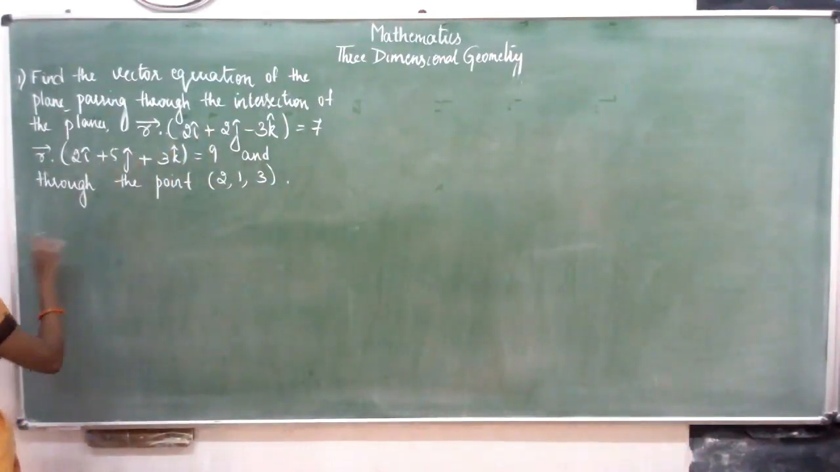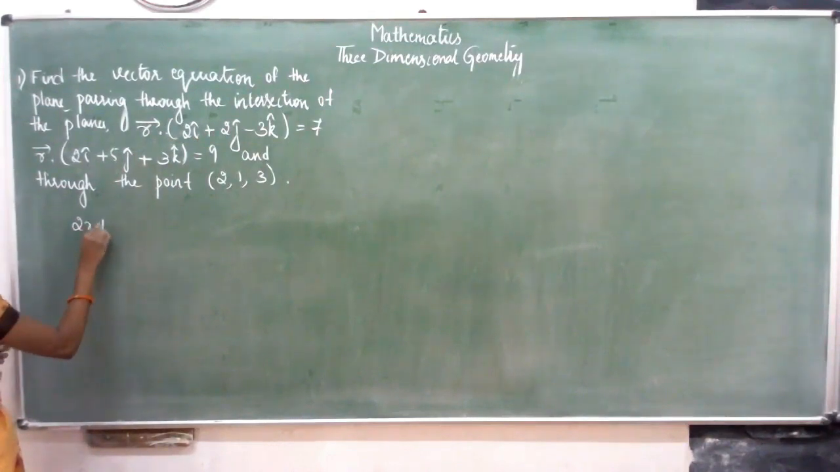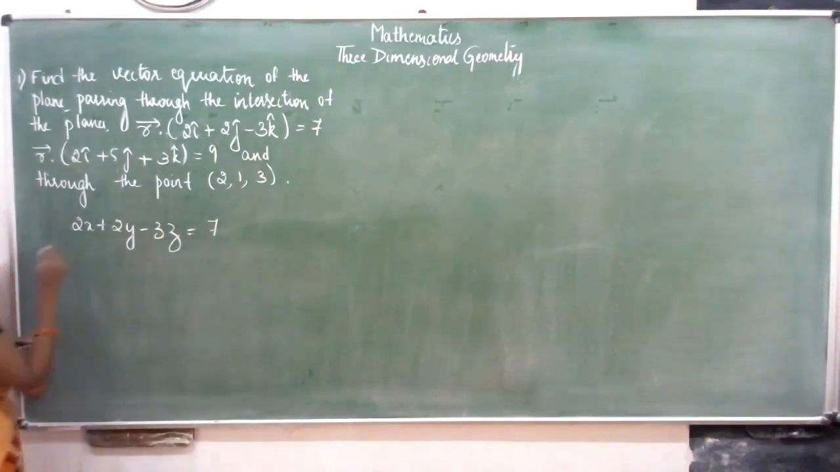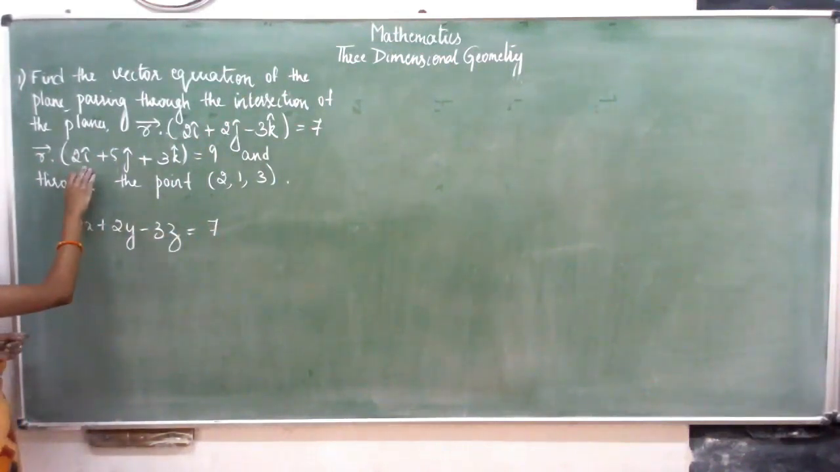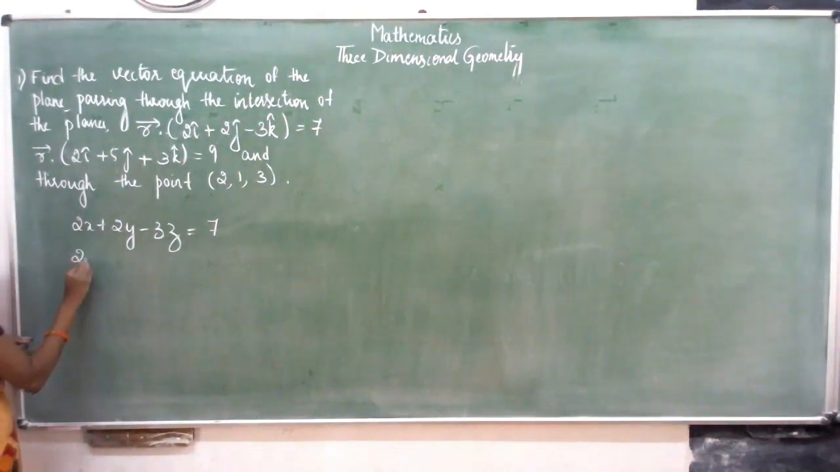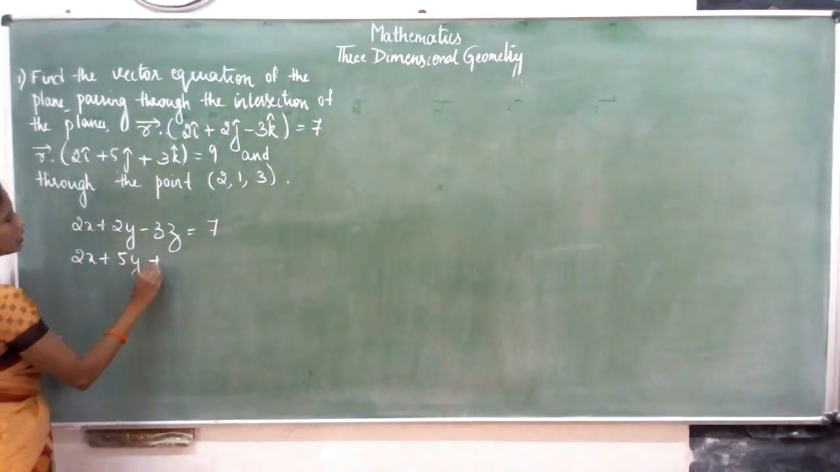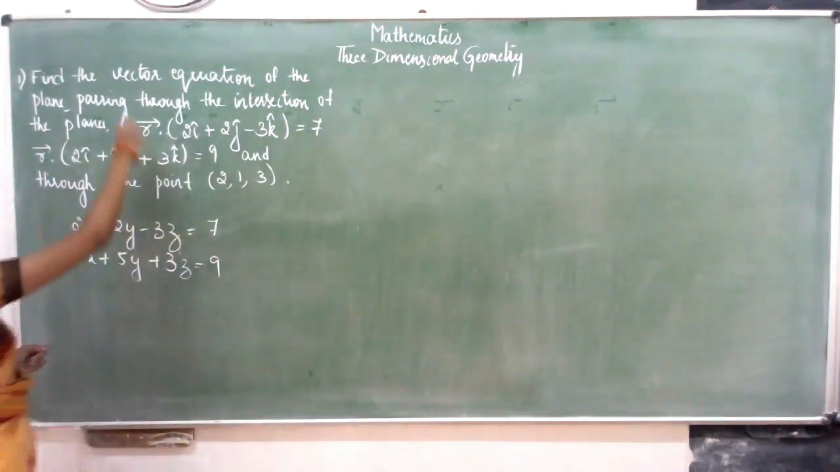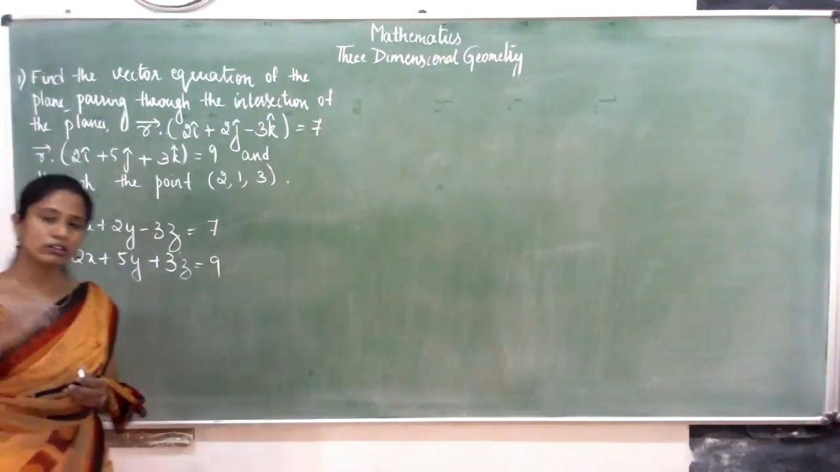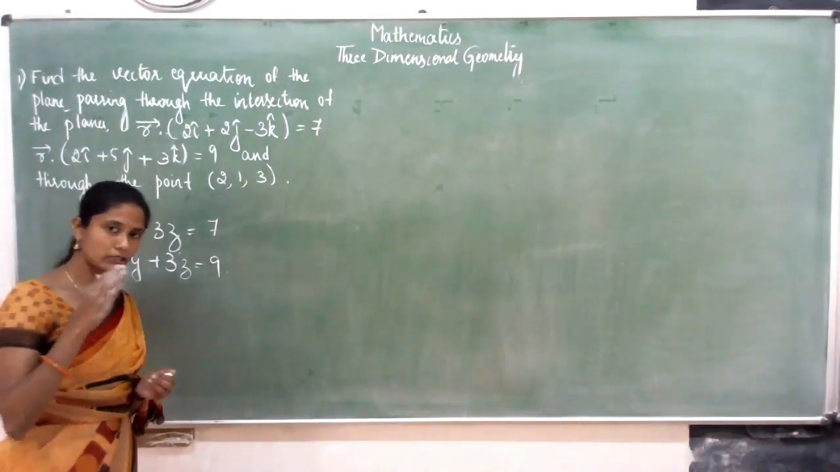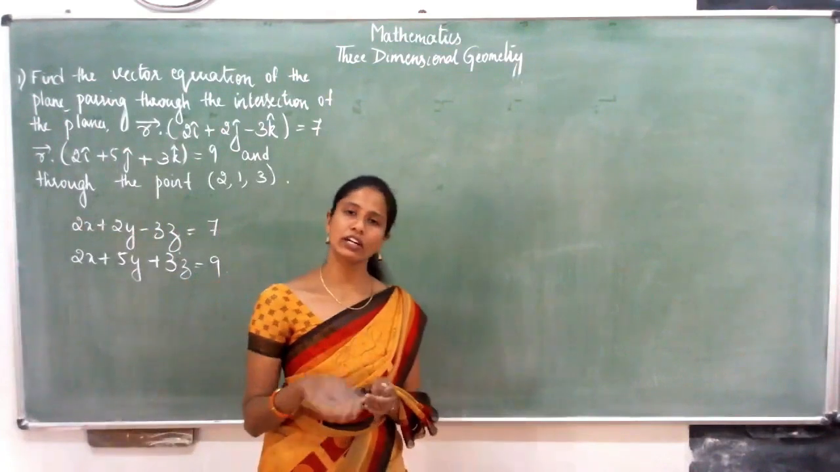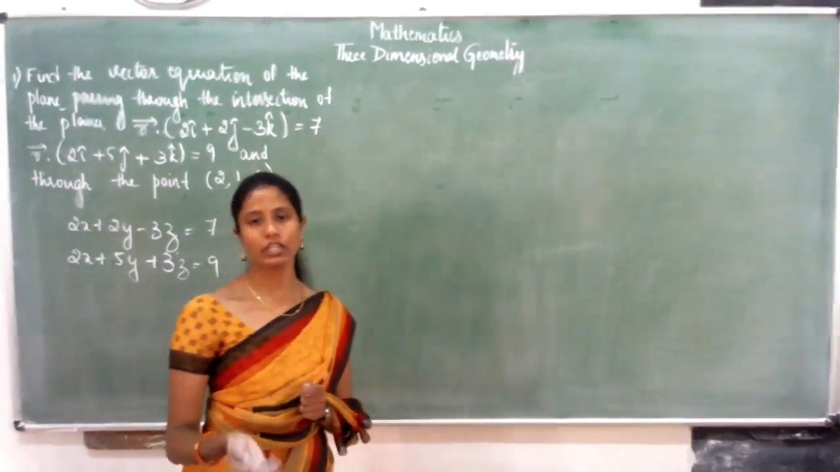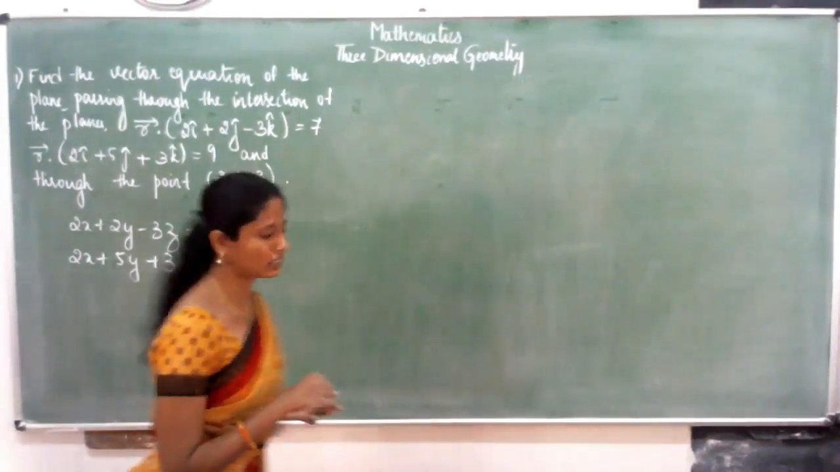Writing this equation in its Cartesian form, we get 2x plus 2y minus 3z is equal to 7. And for plane 2, writing in Cartesian form, it will be 2x plus 5y plus 3z is equal to 9. Here we need to find the vector equation of the plane. In order to find the vector equation of the plane passing through the intersection of the two given planes, first I am going to use its Cartesian form. So using the Cartesian form, we'll derive the equation, then we can write it in vector form.